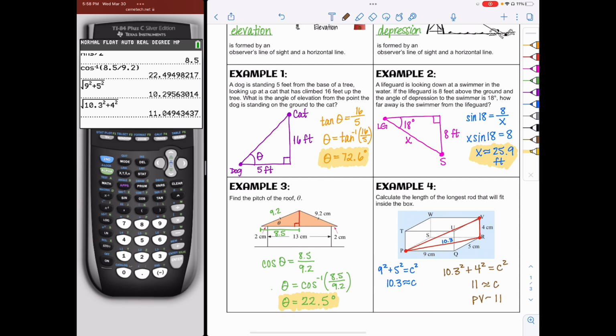So that will be my answer there. If you have any questions on using trigonometry to solve questions, please let me know, and have a great day.